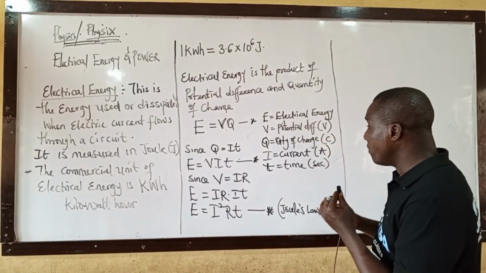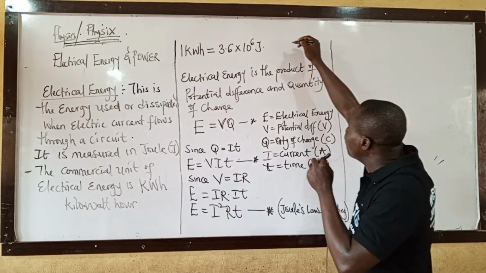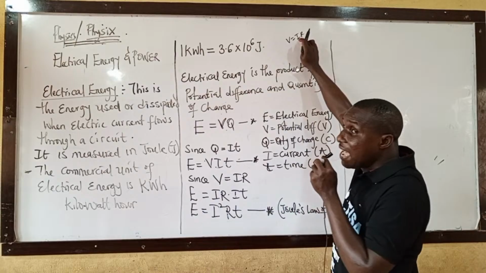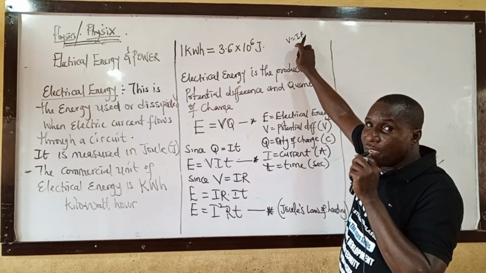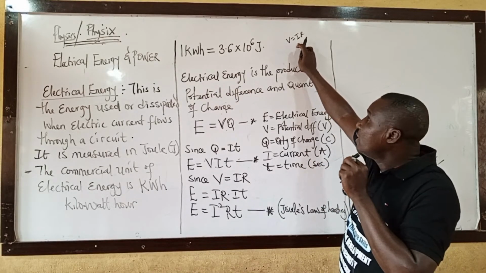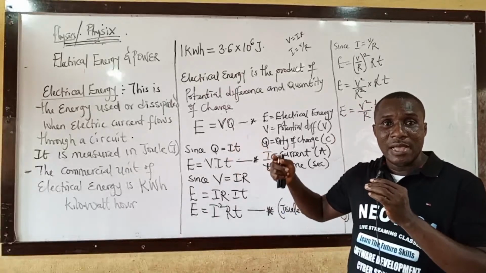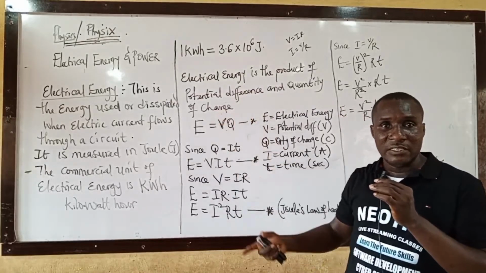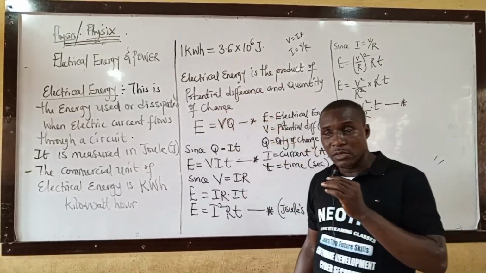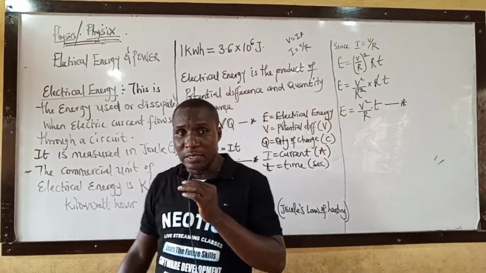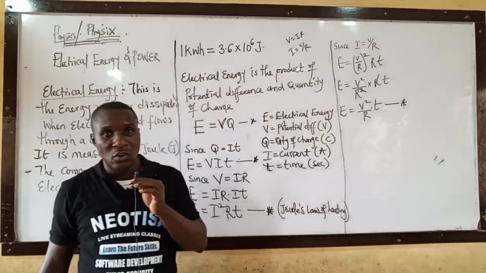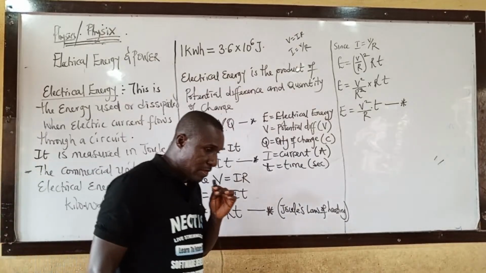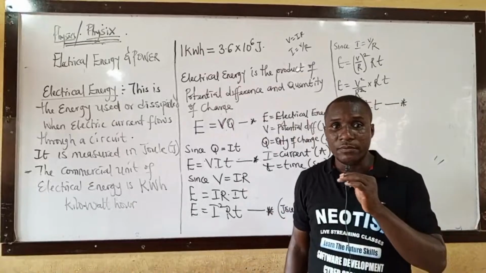Then another one. You know that from Ohm's law, V equals IR. If I make I the subject of the formula, electrical power equals what? Electrical energy over T. Then I'll just integrate and I'll get this formula. Take note of that. But we don't need that now. This is just simple JAMB. Please write them down.